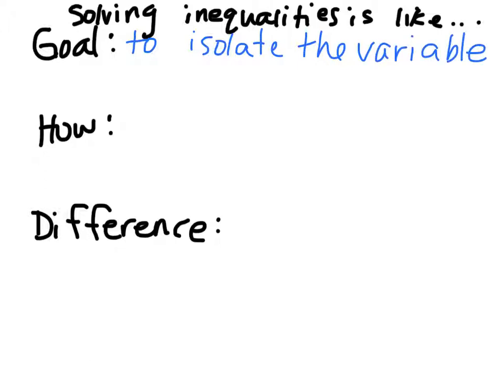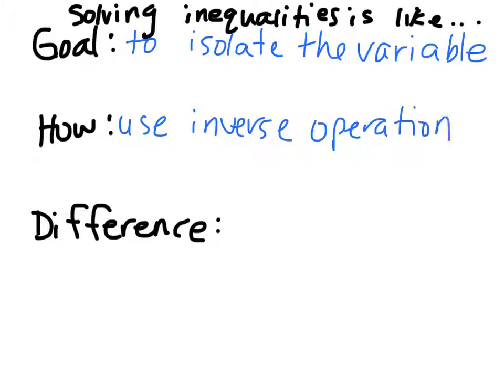And how do we do that? How do we get that variable all by itself? We use inverse operations, or those opposite operations, just like we do in equations. Okay, a few things that are different.